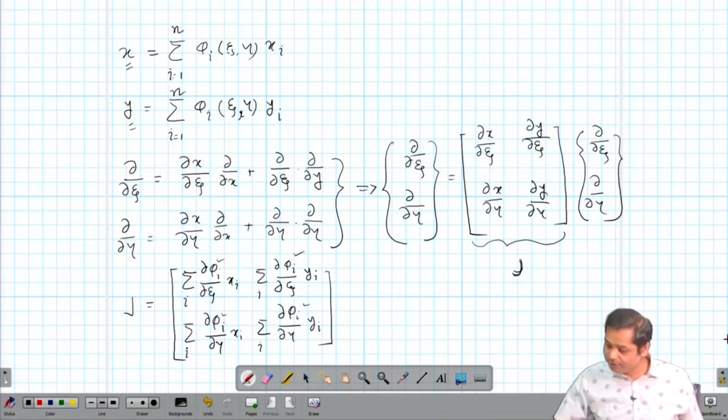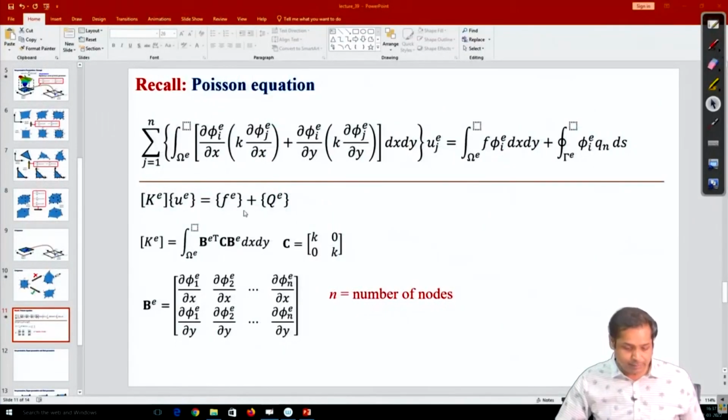Let us quickly see what the expression for B was. The coefficient matrix was the integration of B transpose C B, where in this case C is constant, and B involves the derivative of the shape function with respect to the coordinates. Okay. Now, if we take, say, a quadrilateral element, a 4 noded element, then n will be 4. If we take a triangular element, n will be 3, and so on. It depends on the number of nodes.